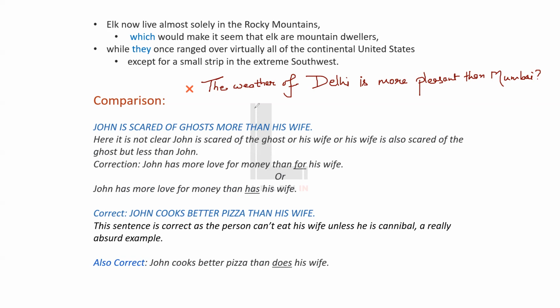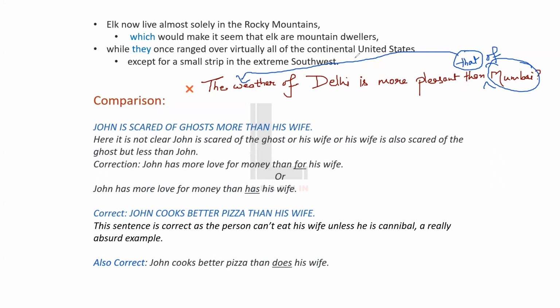Now, what am I comparing here? Name the one thing that we are comparing here. Weather. So what did we compare the weather with? Mumbai. Can we compare the weather with Mumbai? No. So what should we add here? Than that. This is a pronoun for weather. This that talks about this.